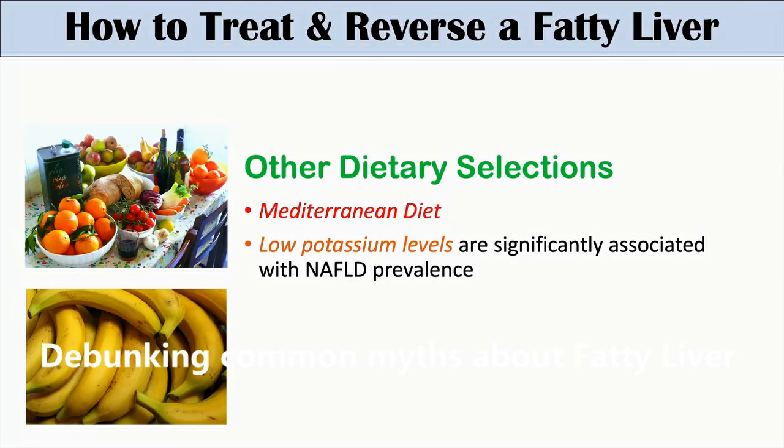So again, there are other diets that have been shown to help treat and reverse a fatty liver, but the Mediterranean diet is very, very good, has very, very good evidence for it. So again, things like fruits, vegetables, nuts, whole grains, legumes, certain types of fish, those types of foods in the Mediterranean diet seem to help with liver health. And then low potassium levels are associated with increased prevalence of non-alcoholic fatty liver disease. So you want to get enough potassium in your diet. So potassium from fruits and vegetables like bananas, kiwi, sweet potatoes, and broccoli.